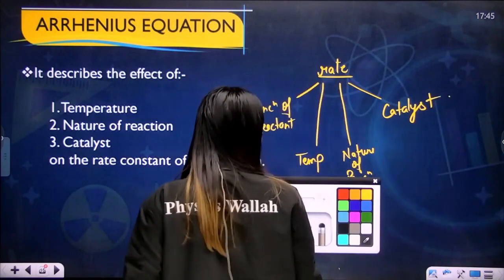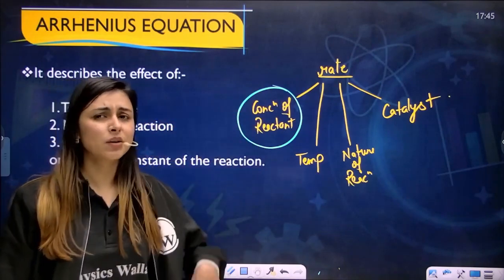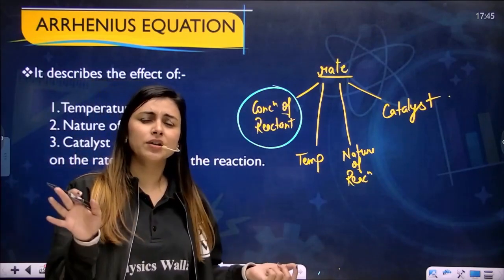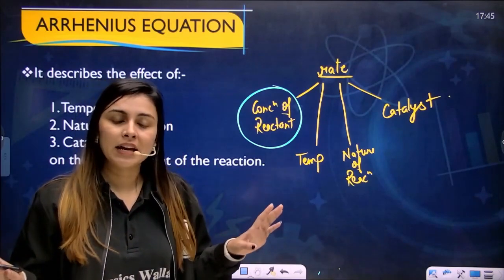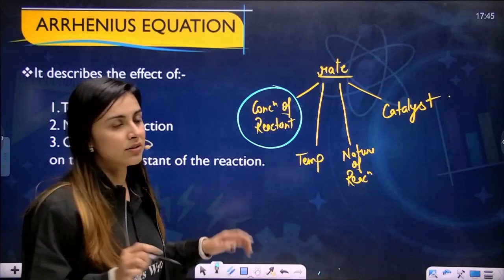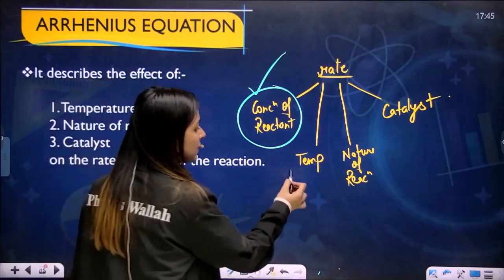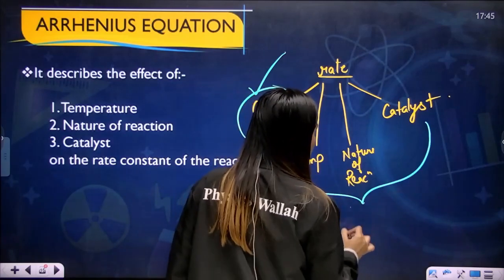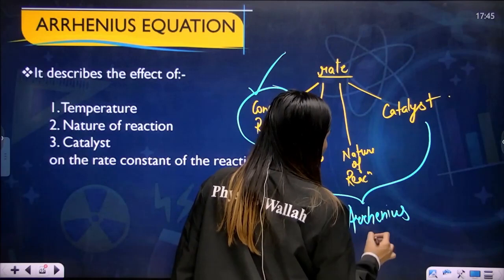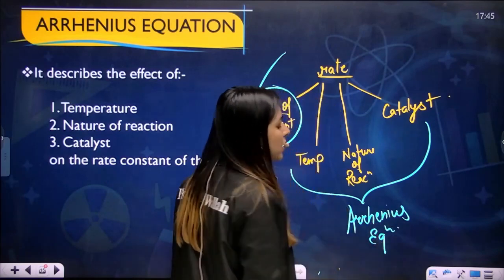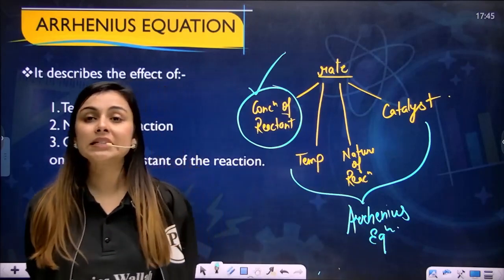See, till now we were discussing about this part, that is the concentration of reactant. We calculated the rate law, we calculated the integrated rate law, we calculated the instantaneous rate. Everything was about the reactants, right? Now, this part is done. Now we will be discussing about these three major parts, and this will give you your Arrhenius equation. So Arrhenius equation is actually the equation which will tell us how rate depends on these three factors.